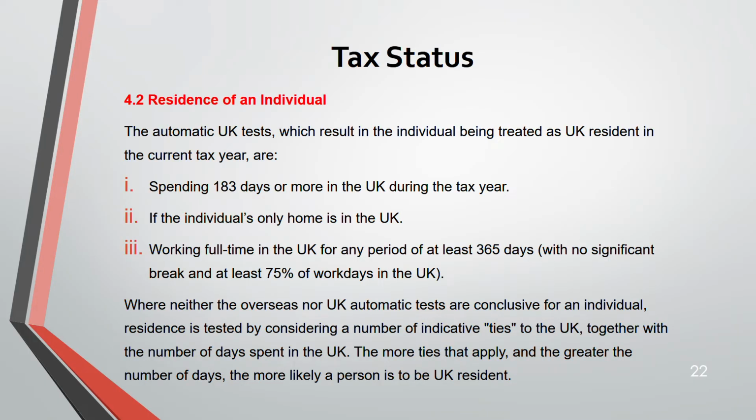But let's say you have not met the first test, you have not met the second one either, then what do you do? You check the ties to the UK. You go to the third test for deciding residence. Ties together with the number of days spent in the UK, two things together. The more ties that apply and the greater the number of days, the more likely the person is to be a UK resident. If you have spent more time in the UK and have more ties with the UK, you are likely to be a UK resident.